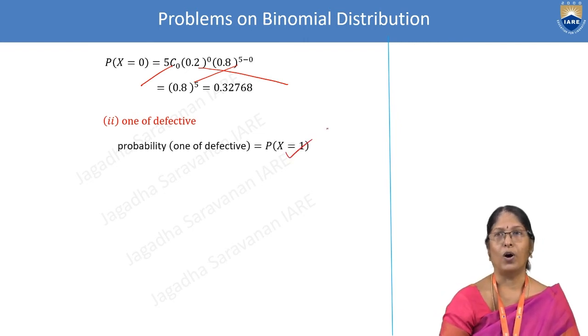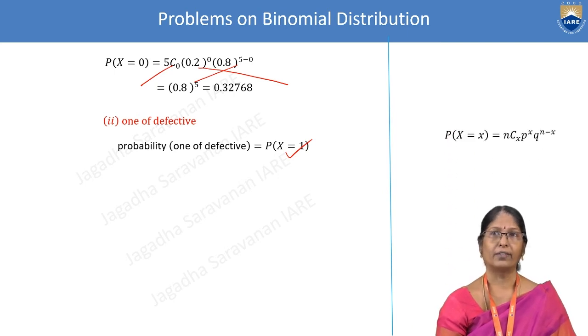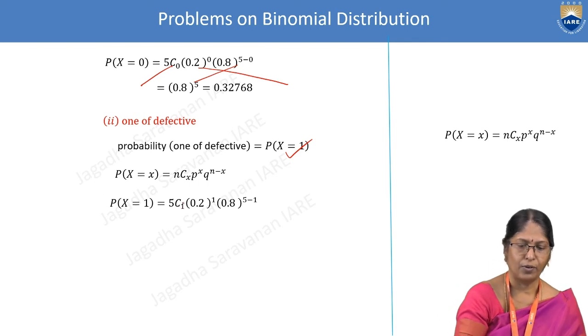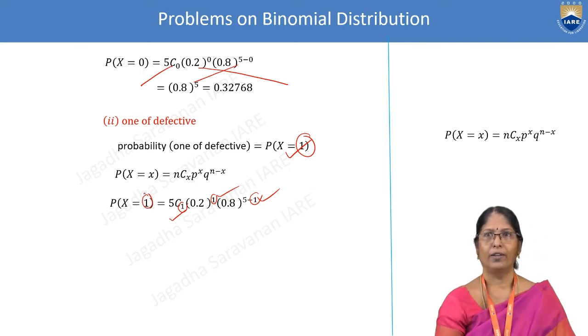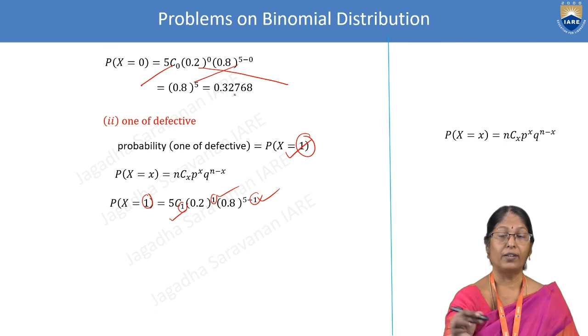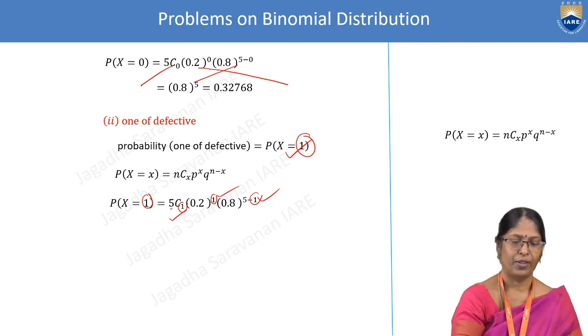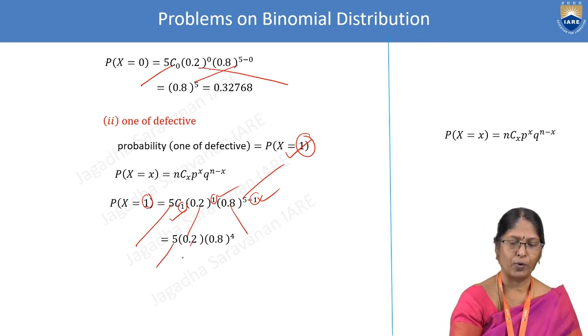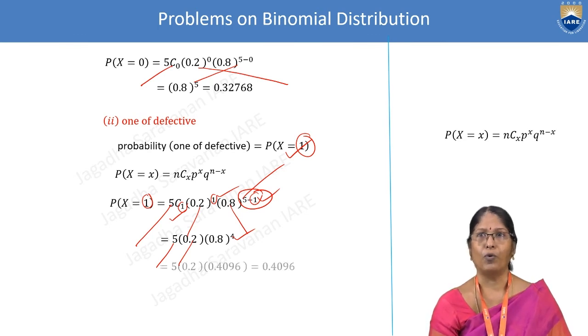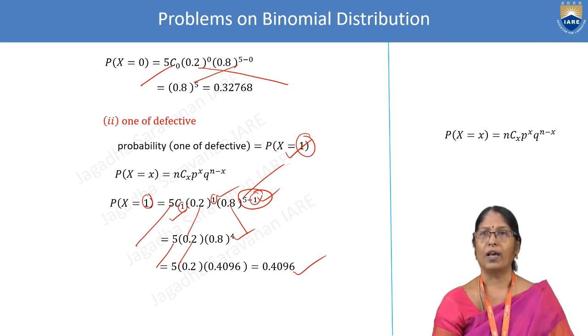The next question is 1 is defective, that is x equal to 1. Everything is the same, only x is replaced by 1. We can see the 3 places for x, and our question is 1, so here also 1. Remaining all the same as what we did previously for nothing being defective. This is N, this is N, this is P, this is Q. So 5C1 is nothing but 5, 0.2 power 1 is 0.2, and here 5 minus 1 is nothing but 4, so 0.8 power 4. So the final answer, when we simplified, we got 0.4096.